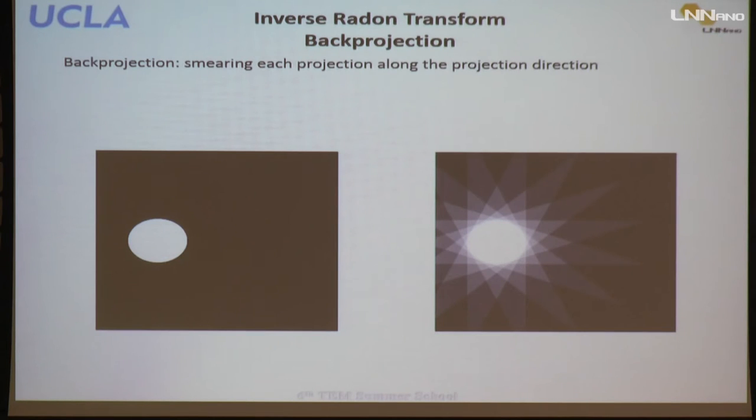So let's go even further: 16 projections, 64 projections, and this is 128 projections. After back projecting 128 projections, I'm getting more or less the shape of the object back. But do those look the same? Not quite, right? This one is actually blurred. Some intensity is smearing out. So just back projecting is not working very well.